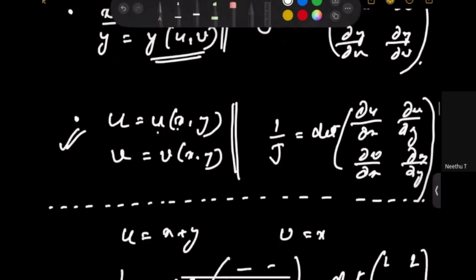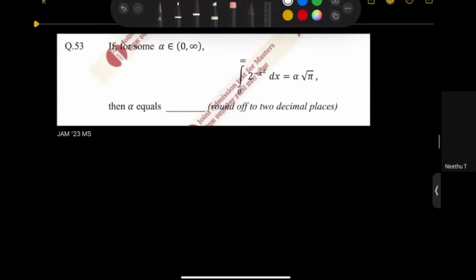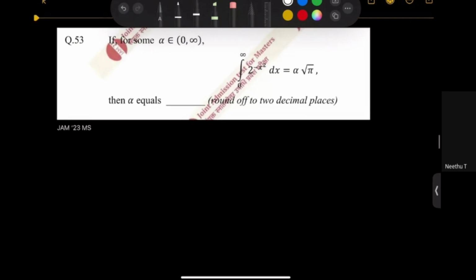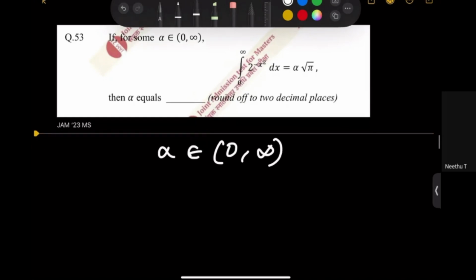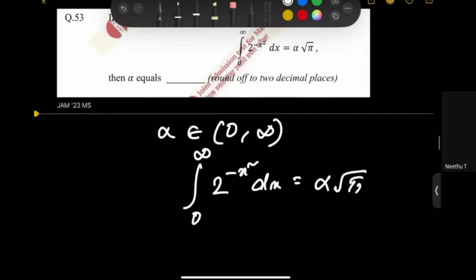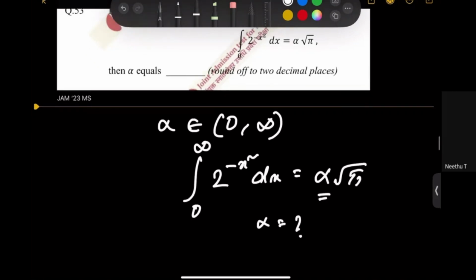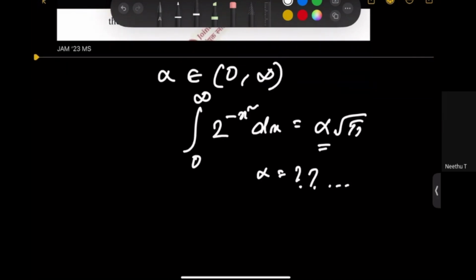So should I move to the next problem, guys? Yes, sir. Okay, so this is the next problem. Alpha is given to be a positive real number, and alpha is such that if you integrate 2 to the power minus x squared dx from 0 to infinity, it will be alpha times root pi. Then what is the value of alpha up to 2 decimal places? That is what we are asked to find.